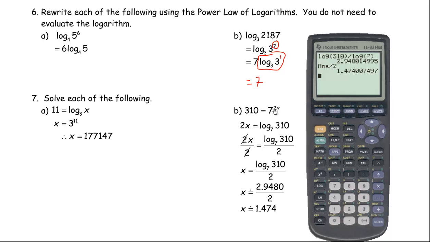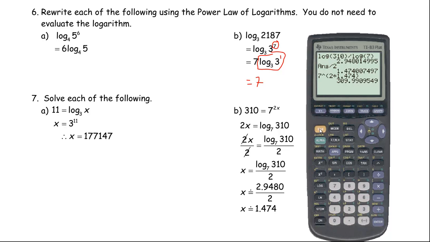We could check that. If we went 7 to the power of, and in brackets, 2 times, now I'm rounding, so it's not going to be exact here, 474, close bracket. I should get pretty close to 310, and I do, 309.99. That's pretty close to 310.